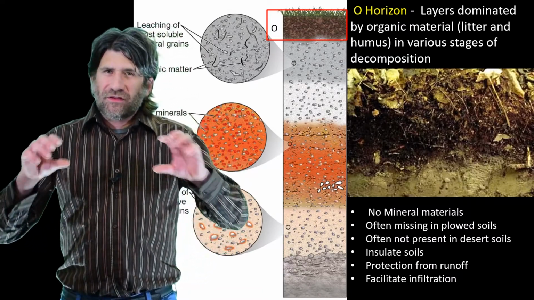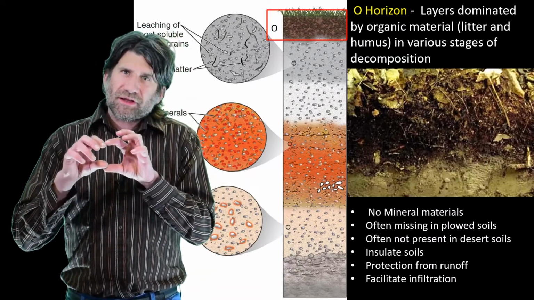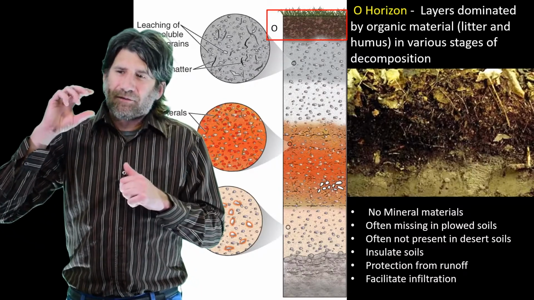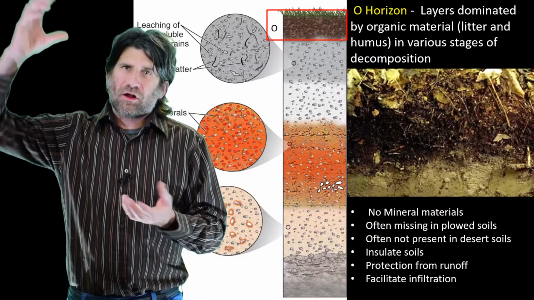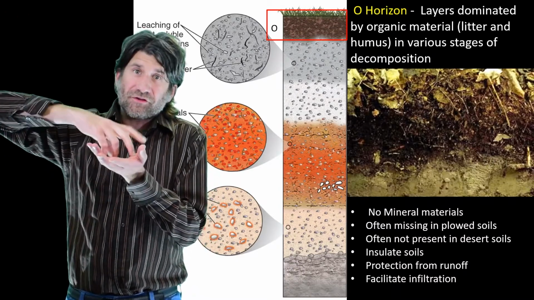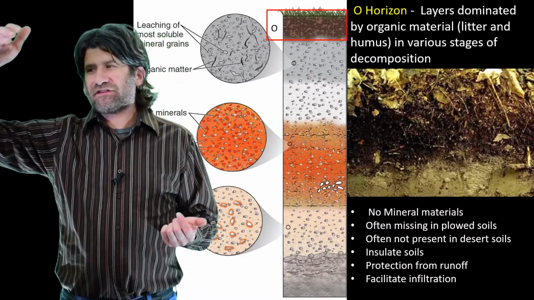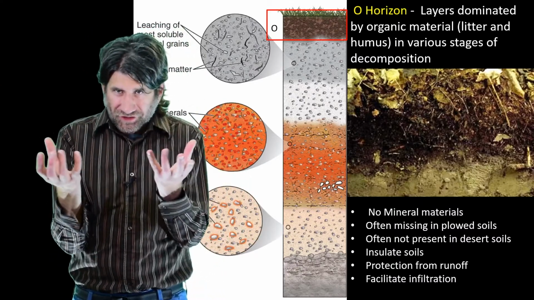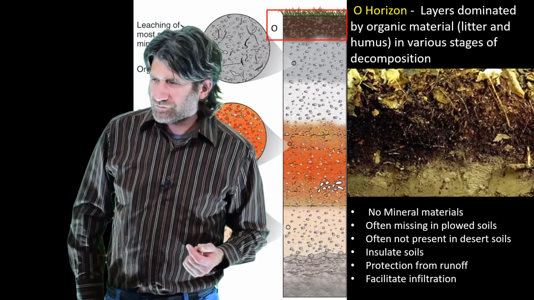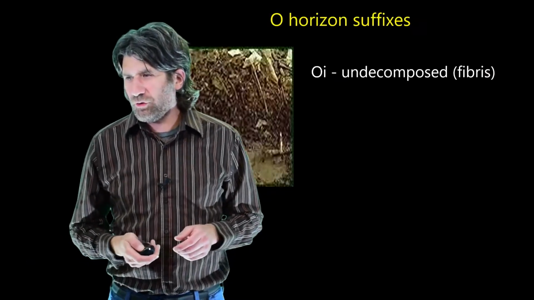We generally see the O horizons are really important because they have a very, very high porosity, and so they can accumulate a lot of water as you rain on a surface, and so because of that, they can protect a soil from runoff, and this is where you can get infiltration down into the soil. Excellent. Okay, so that is our O horizon.